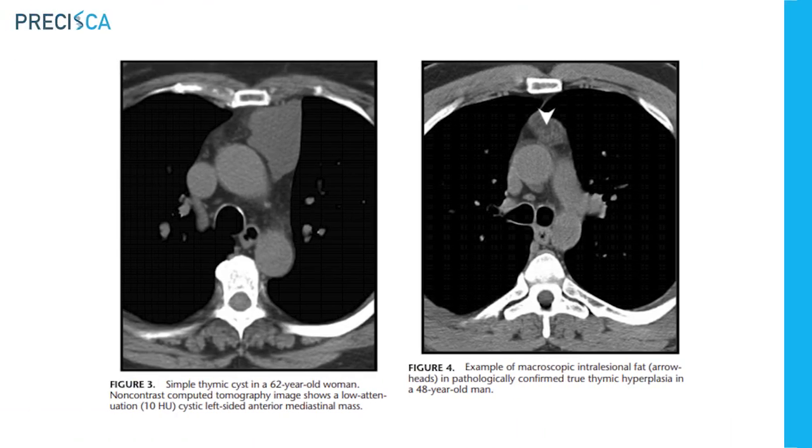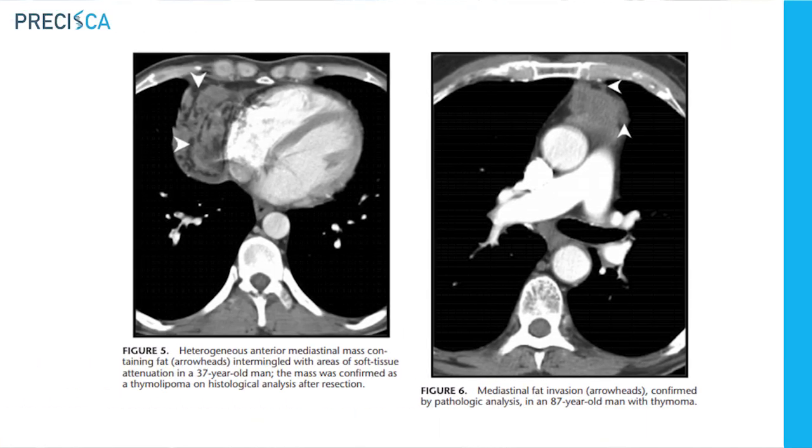This was a patient who had intralesional fat in pathologically confirmed thymic hyperplasia. But because the appearances do overlap with other tumors, it may not be clear-cut and may end up needing pathologic confirmation. This was a rare case of an anterior mediastinal mass that contained fat within it, which was a thymolipoma, but was resected. And in this patient, you see that there's an anterior mediastinal mass which invaded into the adjacent fat.